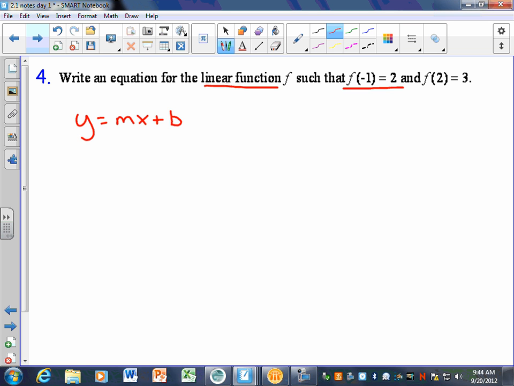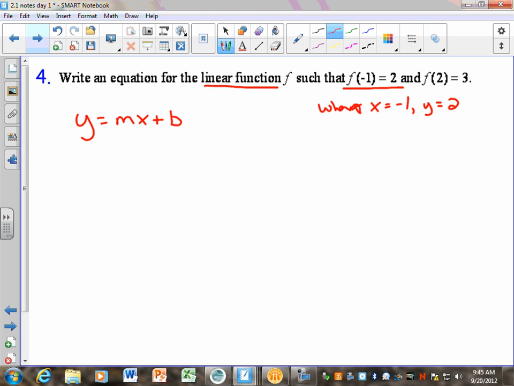What is the -1 telling you? What x is, and when x is -1, what is it telling you that y is? 2. It's just another way of writing an ordered pair. Function notation, this is saying when x equals -1, y equals 2.